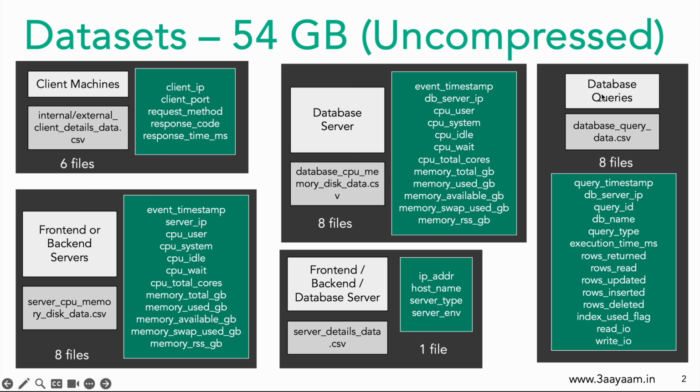Finally, we have database queries files. The name would be database query data from 1 to 8. There are 8 files, and this is the information that you'll get. For example, the query timestamp, the database server IP, the query ID, database name, query type, whether it is a select query, update query, insert, or delete query. Then the execution time would be in milliseconds, the number of rows returned and number of rows read.